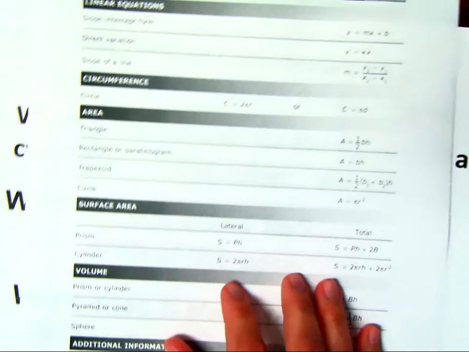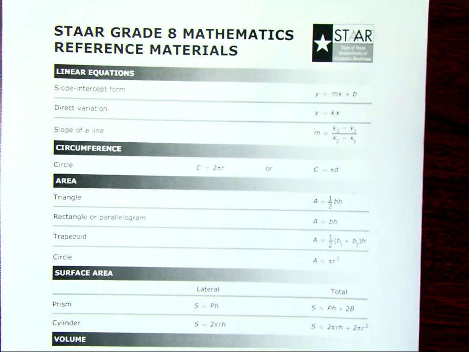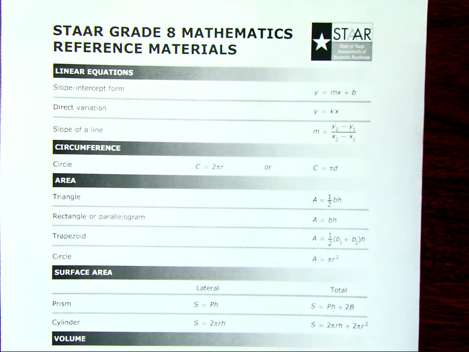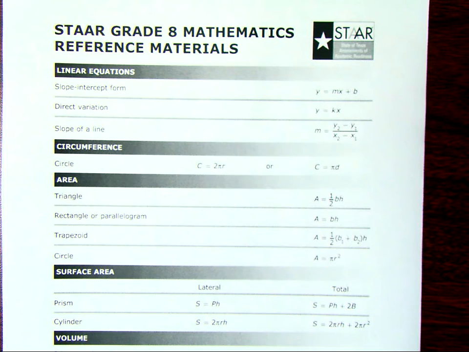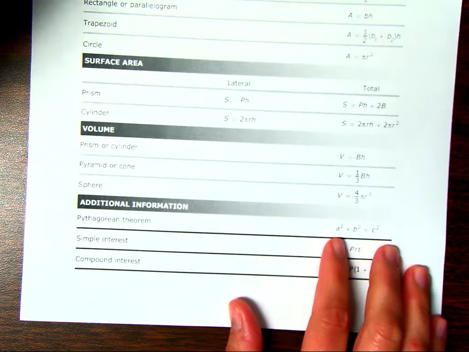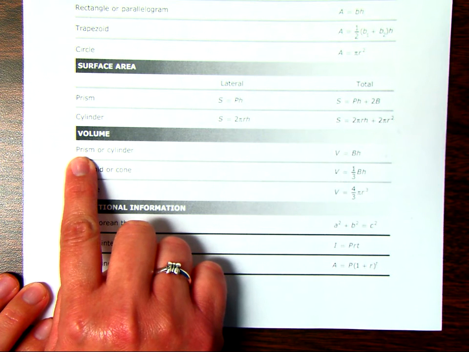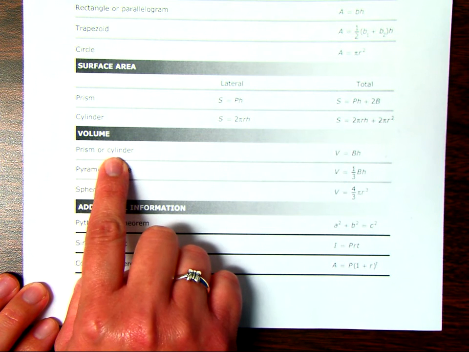Alright guys, what we're going to do in our next video is talk about volume of cylinders and cones. So what I have right here is our math chart with our formulas. Again, you don't have to memorize these formulas, we just have to be aware of what they represent and how to use them. So what we're going to look at today is volume right here, and you'll see that it says prism, which we've already talked about, and then it says or cylinder.